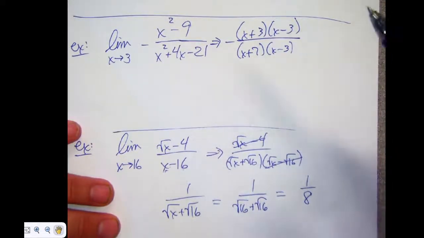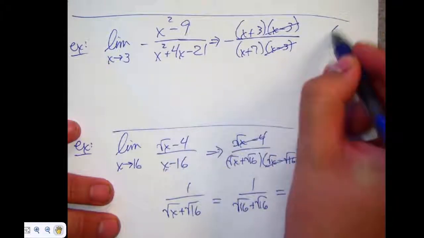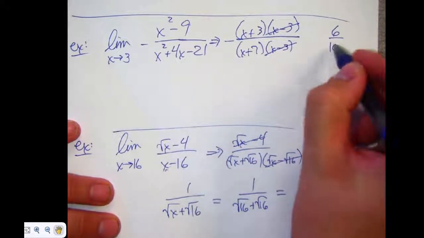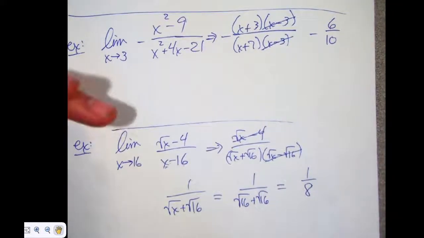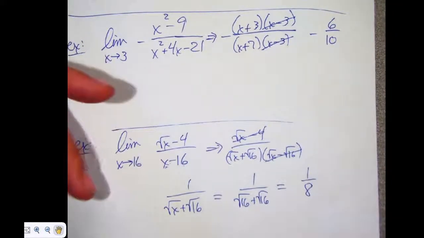What didn't work? Plugging in won't work because you get 0 over 0. But you should try that first. Then these will cancel. 3 plus 3 is 6. 3 plus 7 is 10. And just make sure you put the negative sign in front. Like, I don't think that's hard. I just want to make sure you realize they might put a negative sign in front.